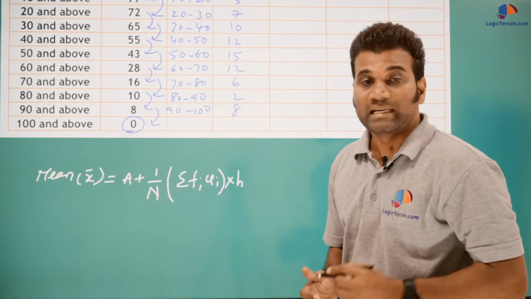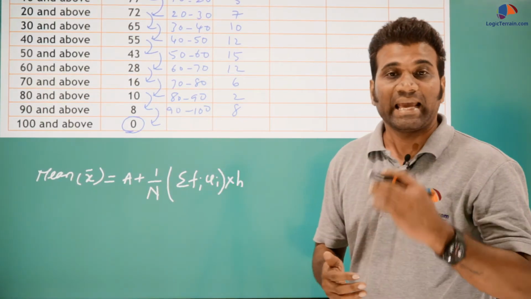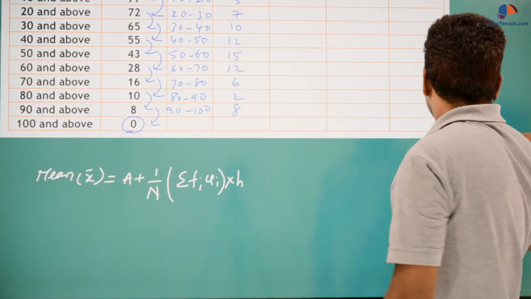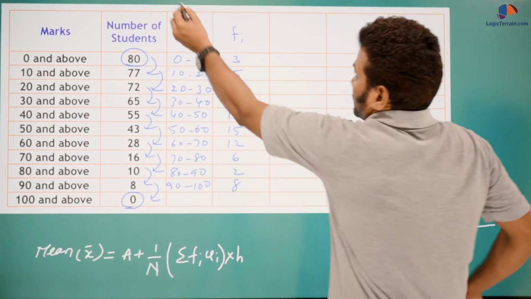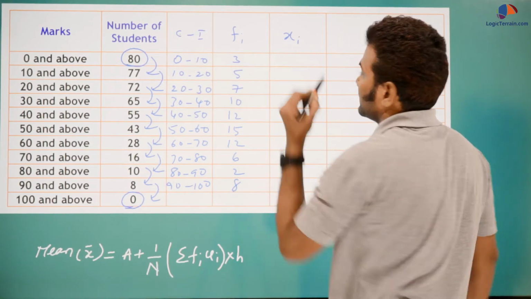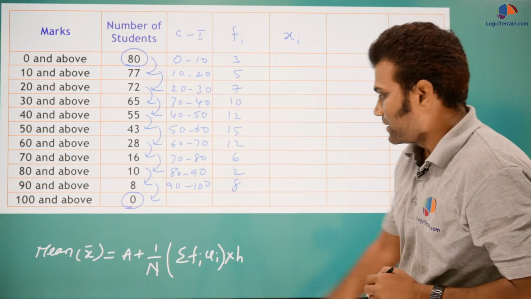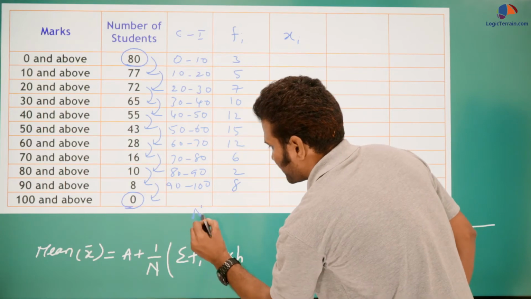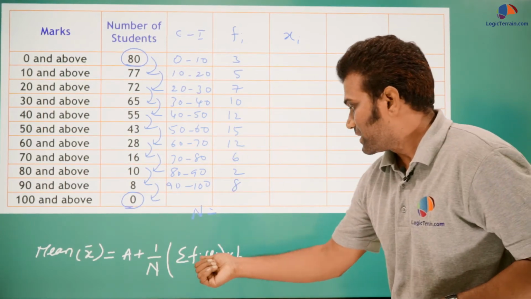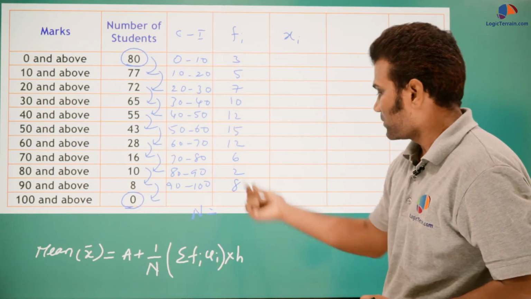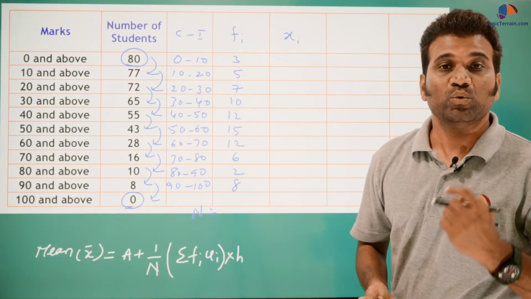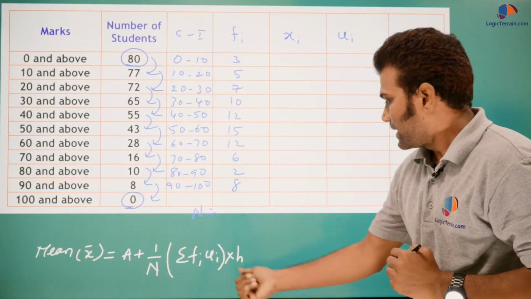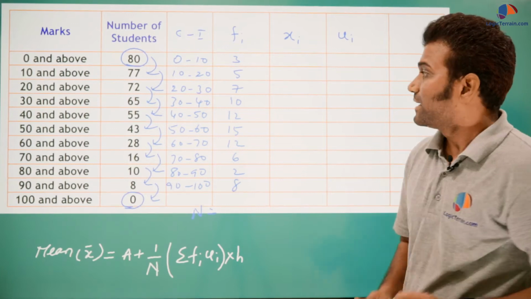Here you need to understand each and every term. What is a here? A is an assumed value among the mid values. So we need to find one more column, that is the mid values column. So here we need one more column, that is mid values, say xi's, and here n is the total frequency, that is the summation of all these, and summation fi ui, anyhow we have fi's, and we need ui's. What is ui? Ui's are deviations. And h is what? H is the length of class interval.